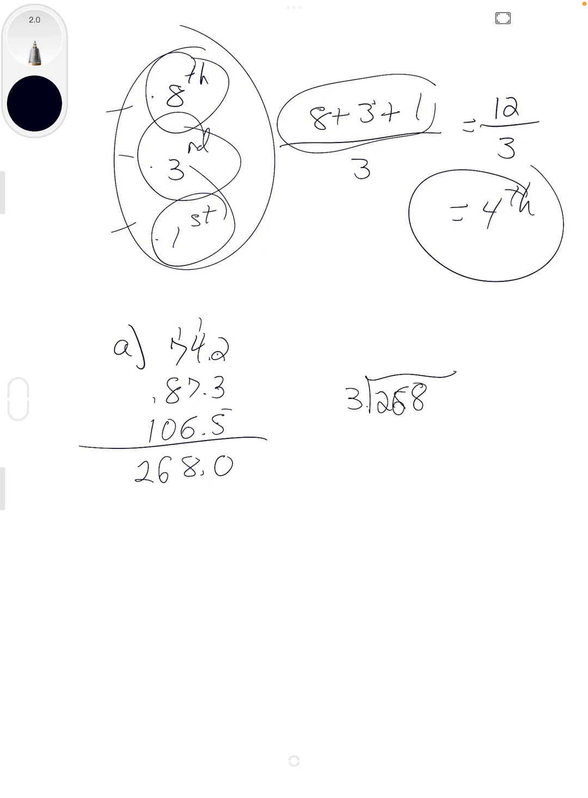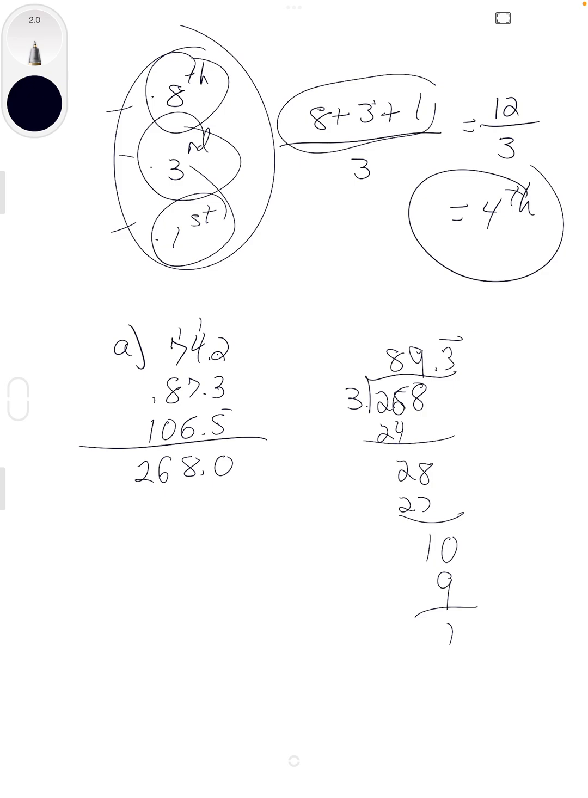3 times 8 is 24. 28 left. 3 times 7 is 21. 3 times 8 is 24. 3 times 9 is 27. So 89 with 1 left over. And 3 goes into 10 3 times. That's 9 with 1 left over. And so I end up with a bar.